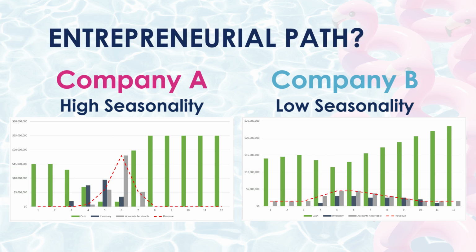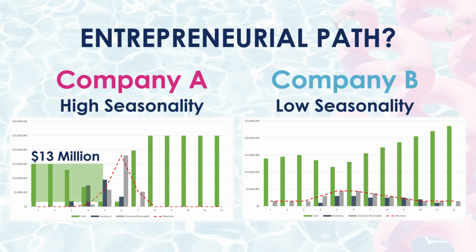Let's start by answering the latter. As an entrepreneur, you would need $13 million to fund year 1 of operations in the highly seasonal scenario, and only $4 million to fund the business that makes an identical profit with less seasonality. The funding difference suggests that low seasonality is generally preferred. If you're wondering if I made these numbers up, I did not.